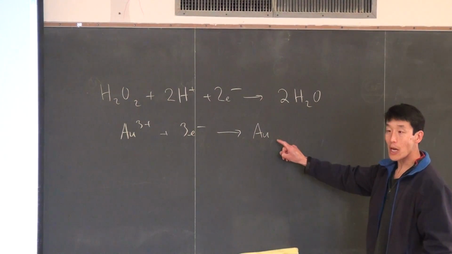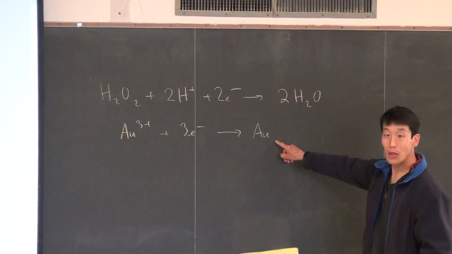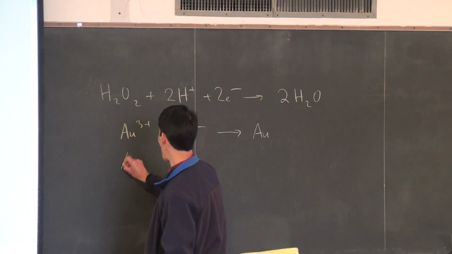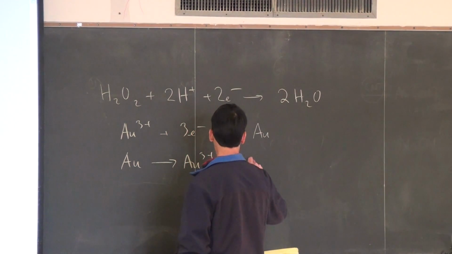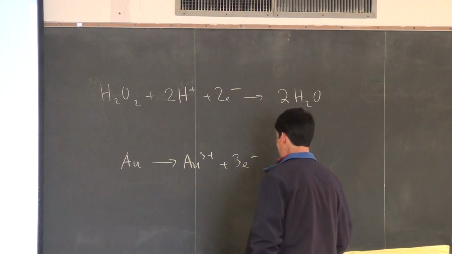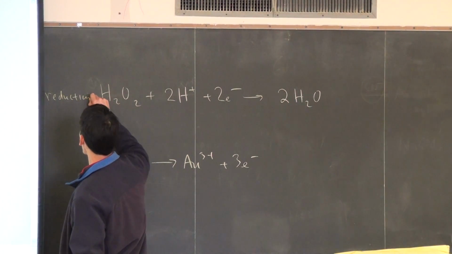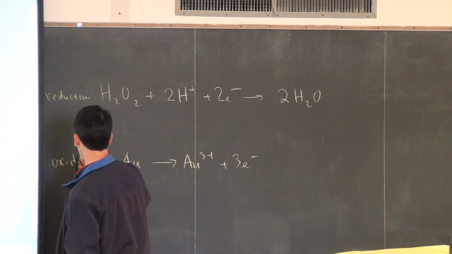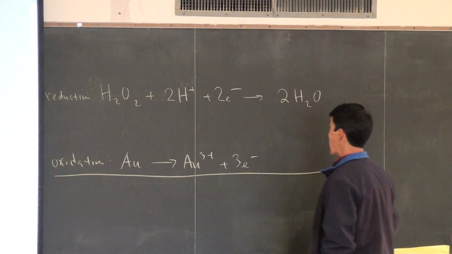Note that this is also a reduction, but we want to show gold oxidizing. So if we want to show gold oxidizing instead of the gold ion being reduced, we need to reverse that reaction. So let's write it this way: gold going to gold 3+ plus 3 electrons. Let's erase this one. Here's our reduction reaction, here's our oxidation reaction, and now we can add these together to get our overall reaction.